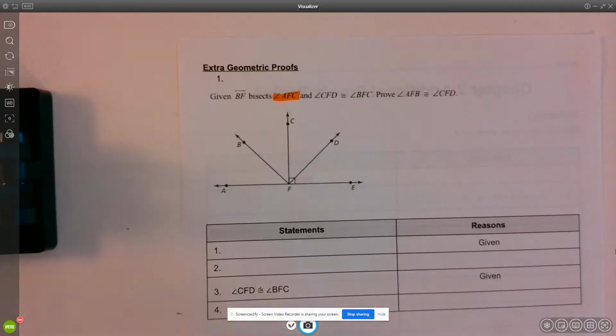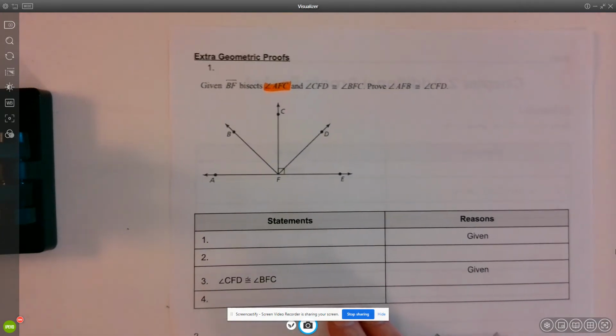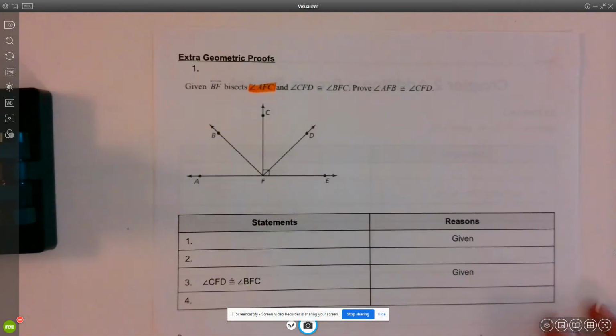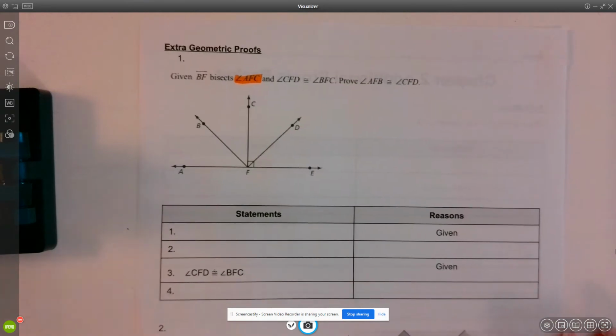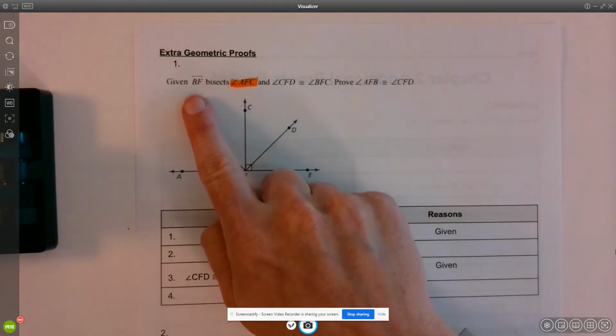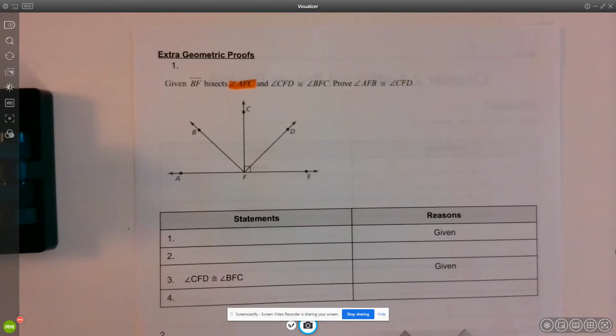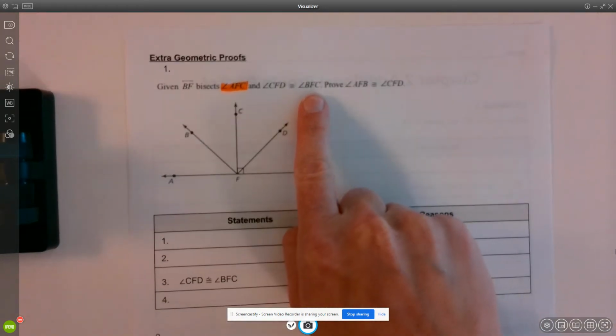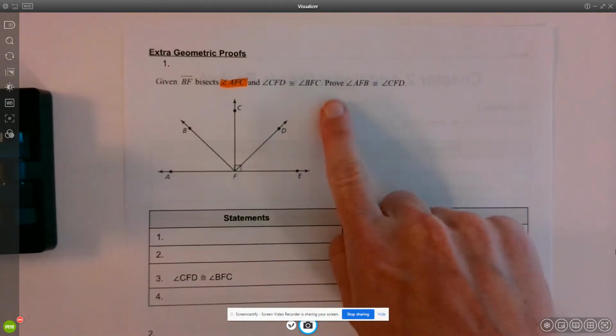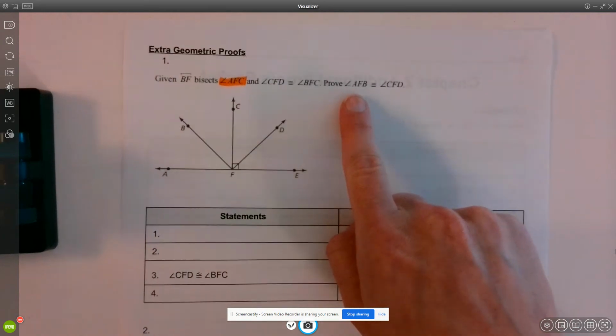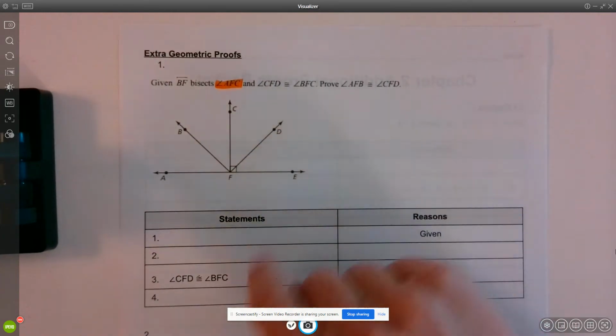In this video, we're going to work through number 1 and 2 on page 2 in your additional proofs packet. So in number 1, we are given that ray BF bisects angle AFC and angle CFD is congruent to angle BFC. Our job is to prove that angle AFB is congruent to angle CFD.